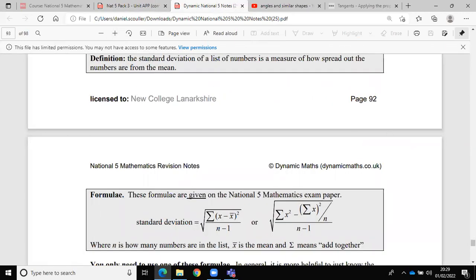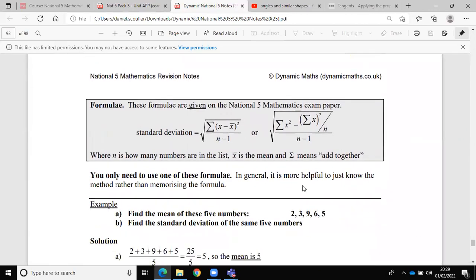It shows you the other equation. Now you get both in the exam paper, so these formulae are given. You only need to use one. This one here was the one we were using. So the sum of your number minus your mean, squared. All of them summed together divided by your number of numbers minus 1.